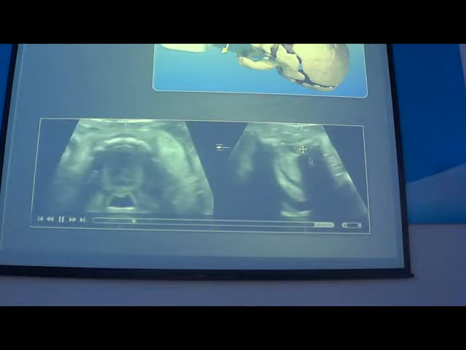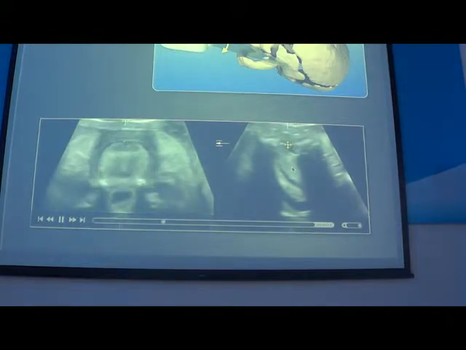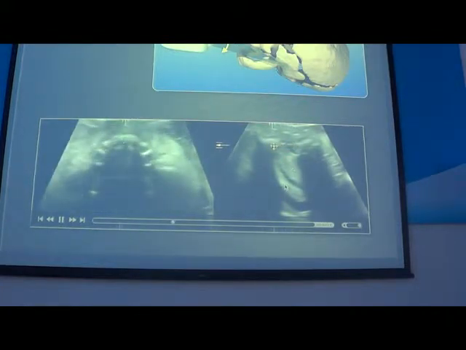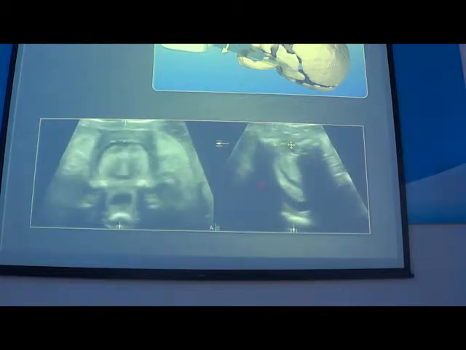This is a shadowing of the mandible. Tongue. Palate. And this is a shadowing of the maxillary.